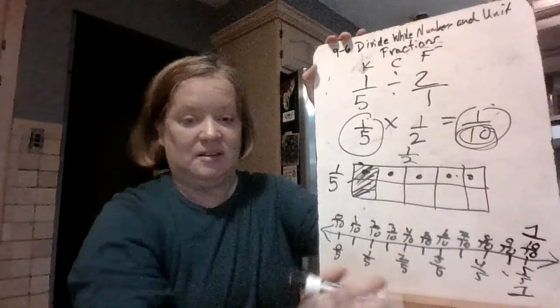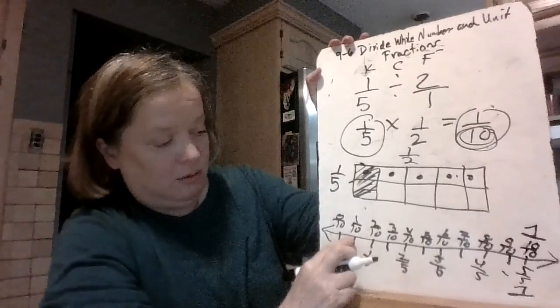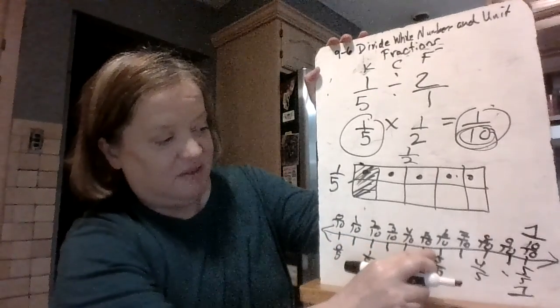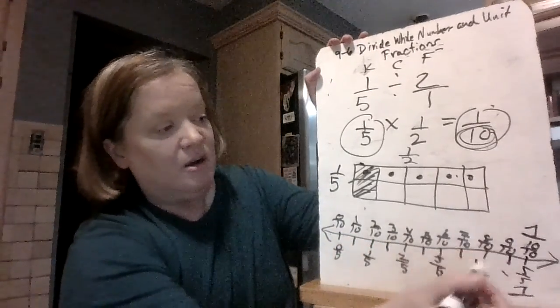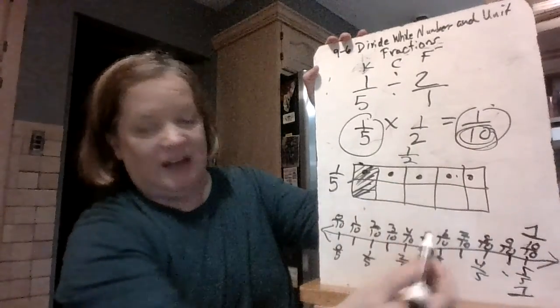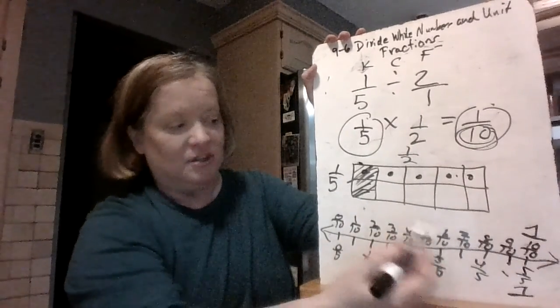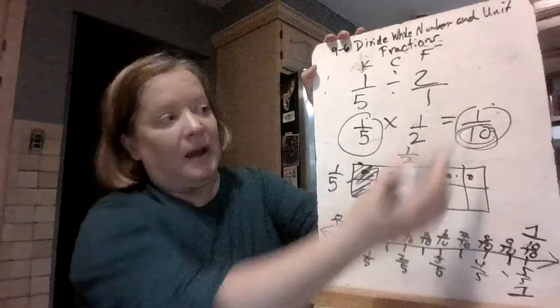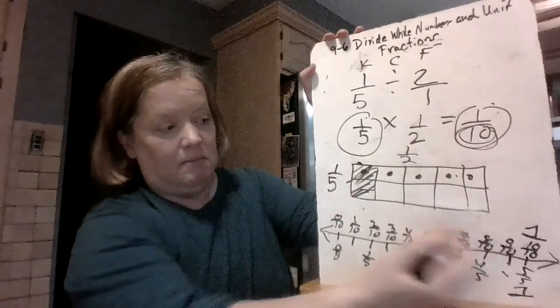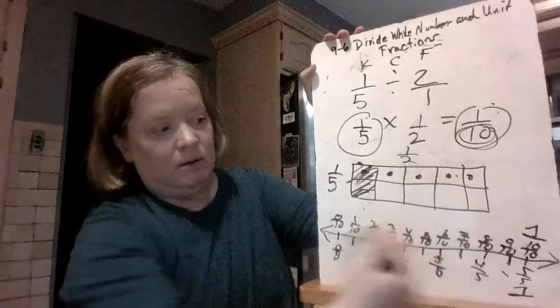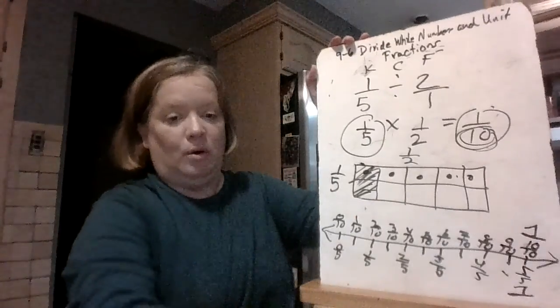So I have 10 pieces here. 1, 2, 3, 4, 5, 6, 7, 8, 9, 10. So my answer matches my algorithm. Excuse me. My answer to my algorithm matches not only my area model, but my number line. Let's try one more.